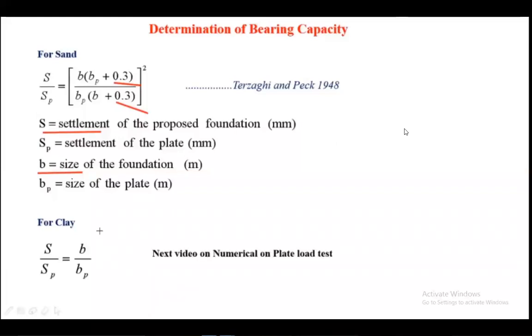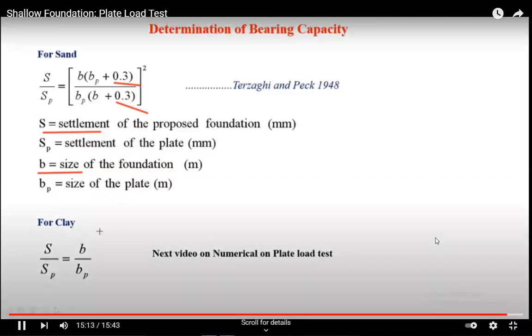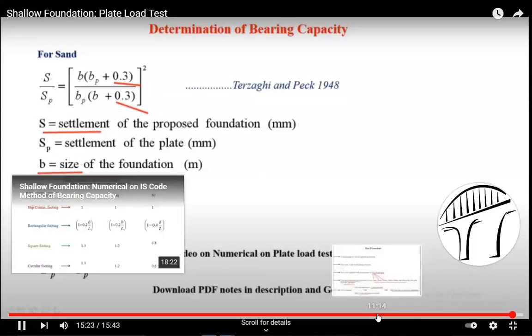This is all for plate load test. In the next video lecture we'll do one numerical on this plate load test where you can actually see how to use load versus settlement data in order to determine the safe load as well as safe bearing capacity. And next, you can find the notes on plate load test available.